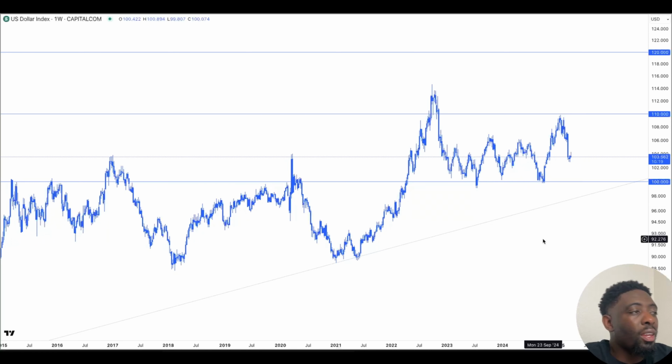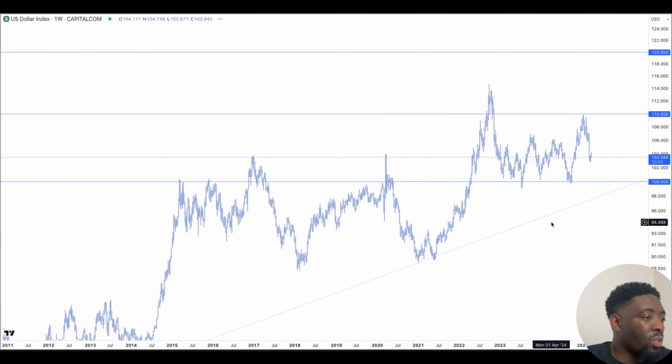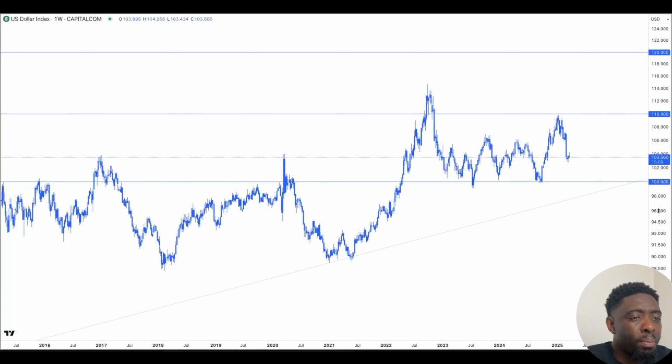So here's the thing, we're looking at the DXY. Here's the first pair we look at every time, and the reason we look at the DXY again is just so you can have an understanding as to what price is going to do on other pairs that are positively correlated or negatively correlated with the DXY. So here's the DXY on the weekly time frame.